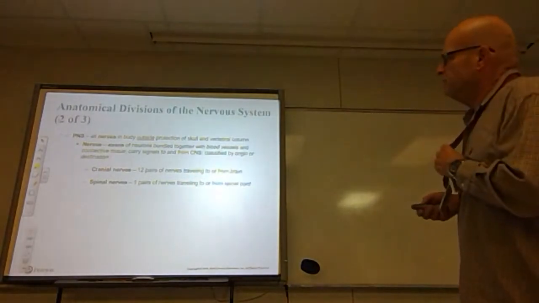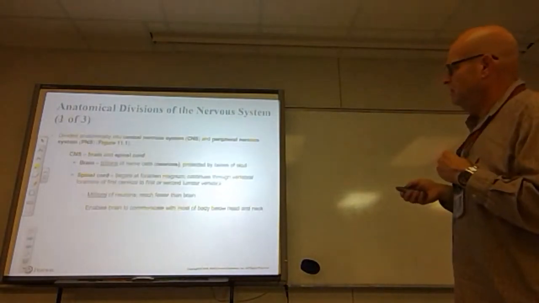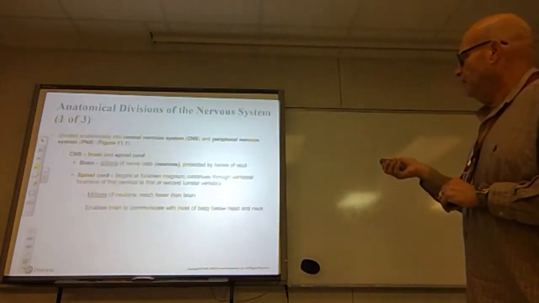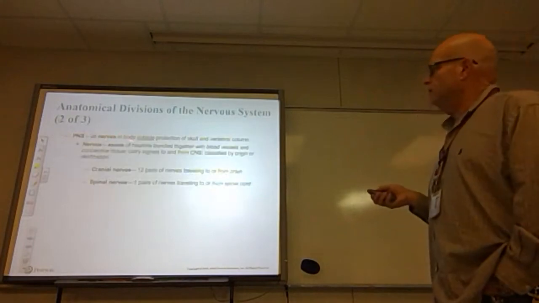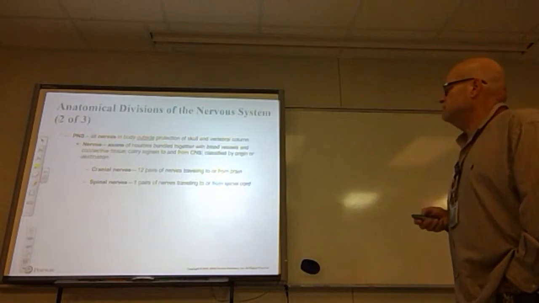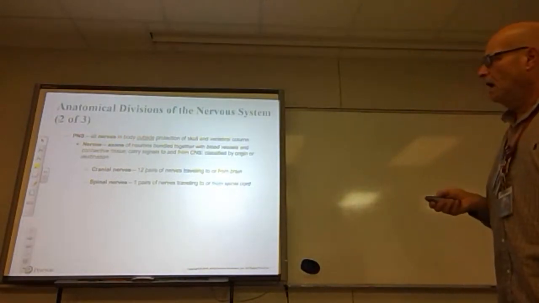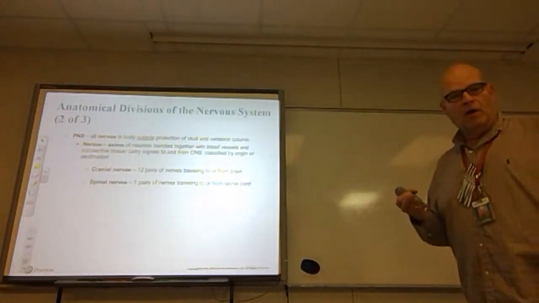The other part of the nervous system is the peripheral. Did I skip one? Yes, I did. I'm sorry. No, there we go. Peripheral nervous system. I'm sorry. The peripheral nervous system is all the nerves in the body outside the protection of the skull and the vertebral column. These are the things we normally think of when we talk about nerves.